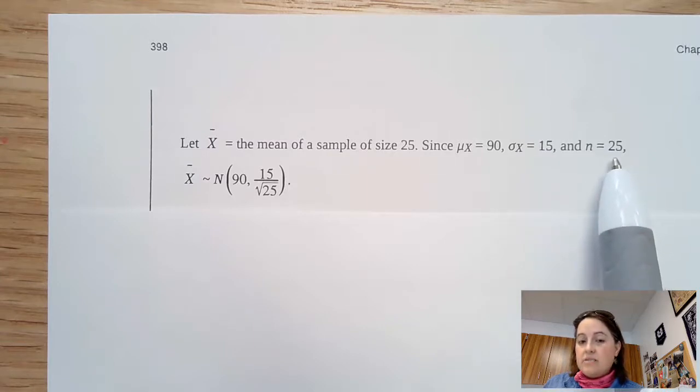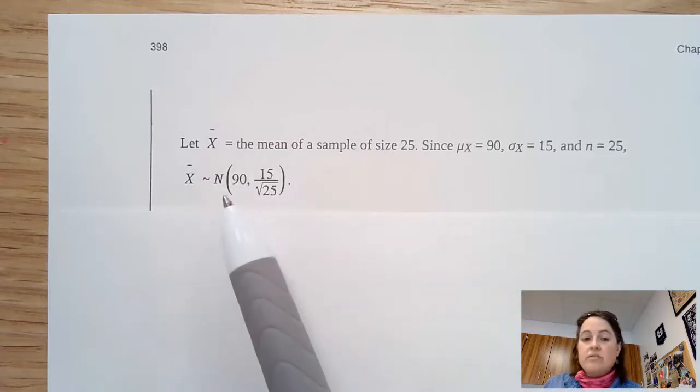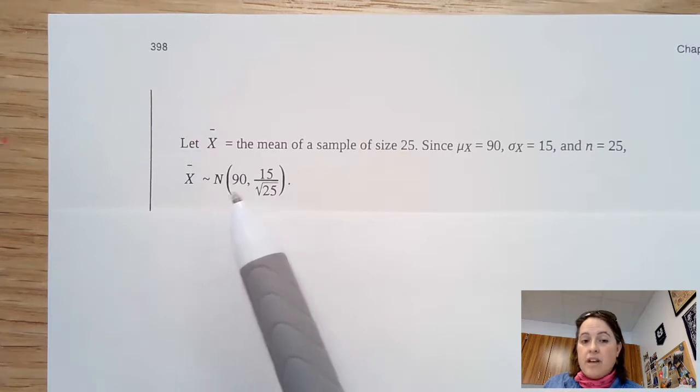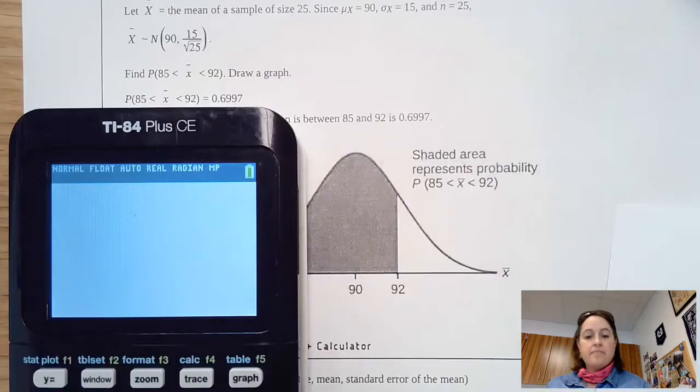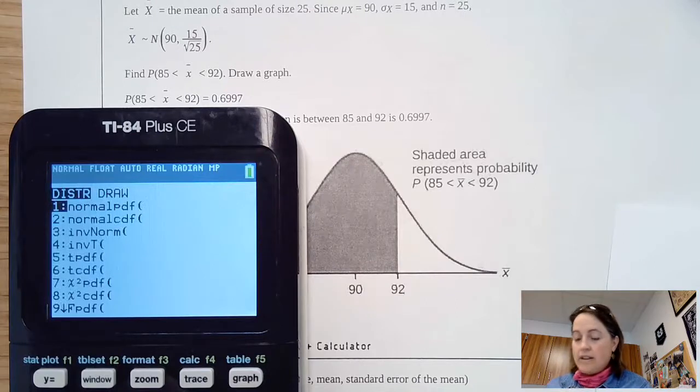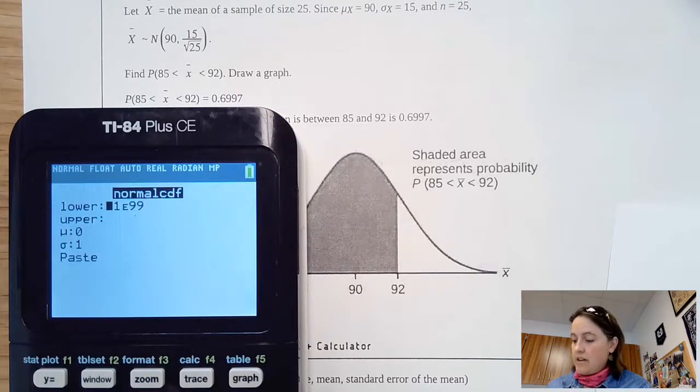So using this, we're going to put it into a normal distribution, and this is how we're going to put it into your calculator. All right, so let's put this in. You need to go to your distribution, so that's using your second key, and we're going to do a normal CDF. Our lower limit is going to be 85 because we're checking the probability this falls between 85 and 92. So the lower limit is 85. The upper limit is 92.